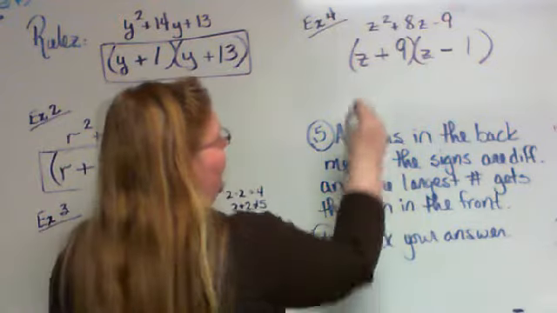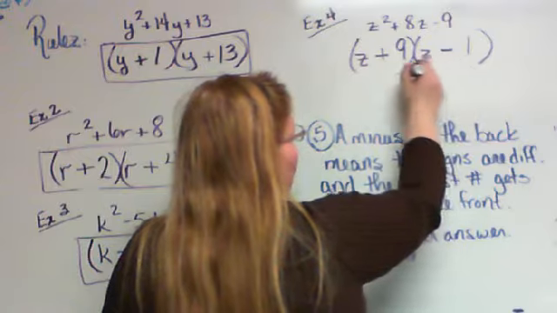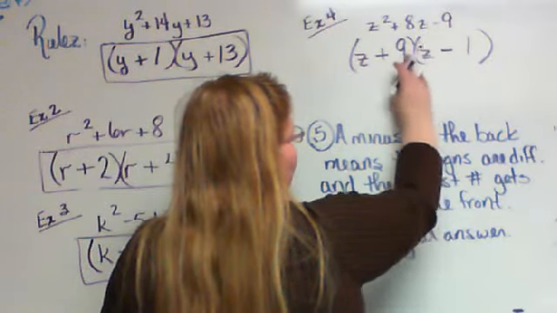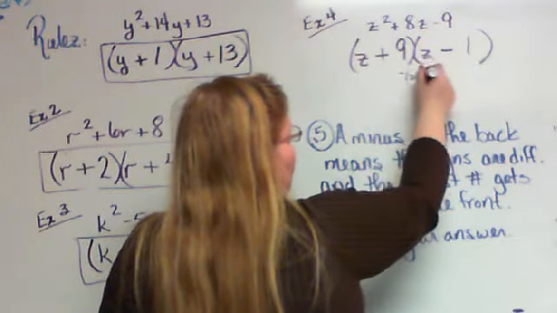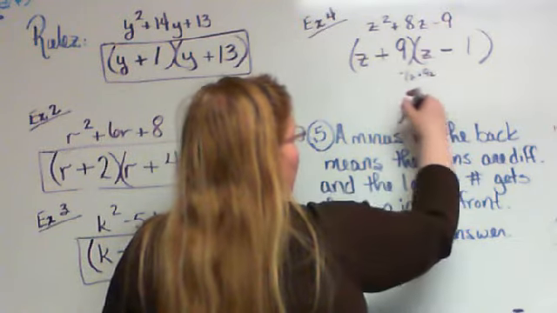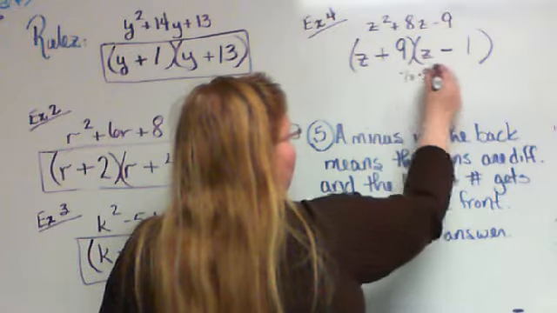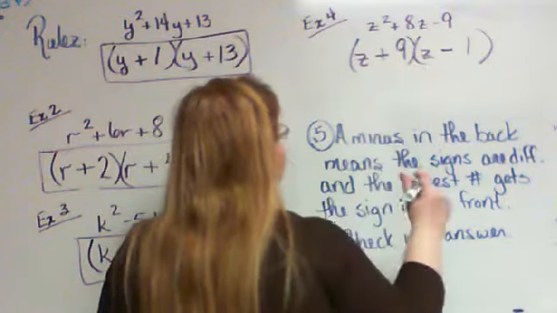If I multiply them out, z times z is still z squared. Z times negative 1 is negative 1z. 9 times z is positive 9z, and then 9 times negative 1 is negative 9. When I add these two together, I get my 8z. So I know that I did it right.